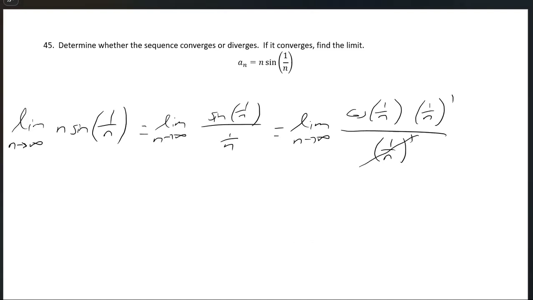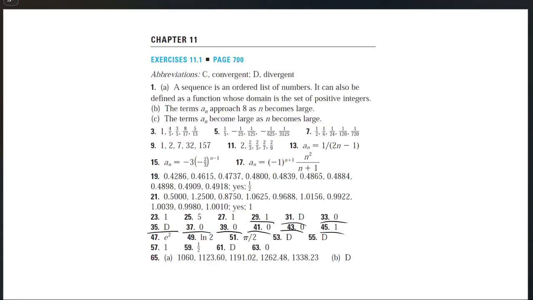So these cancel, and we're left with limit as n goes to infinity of cosine of 1 over n, which is cosine of, what does 1 over n approach as n approaches infinity? 0. So what's cosine of 0? It is 1. There's our answer, 1. All right.